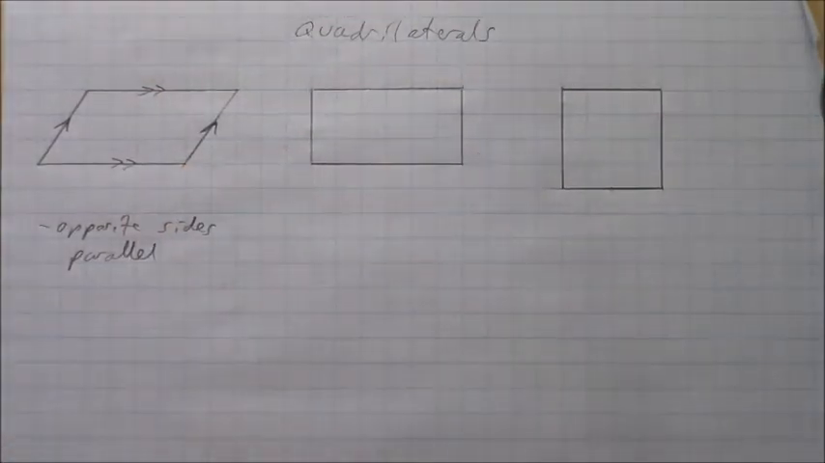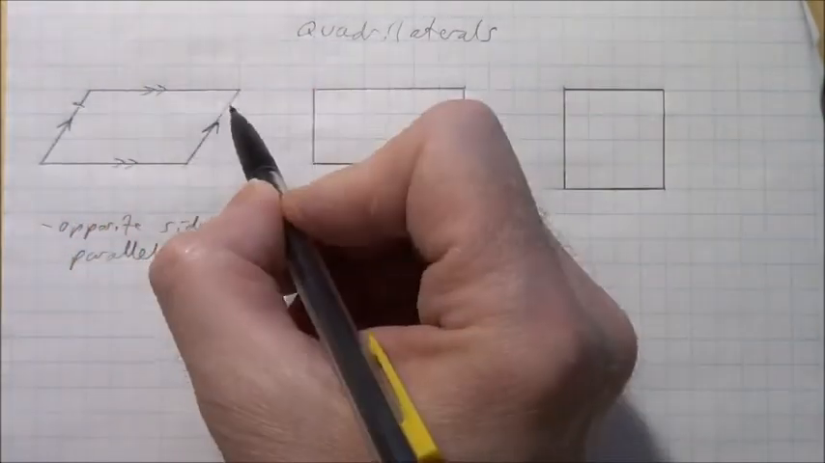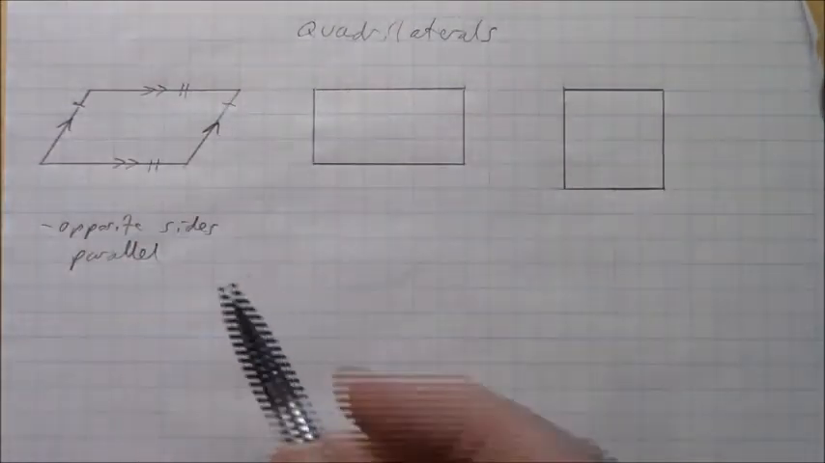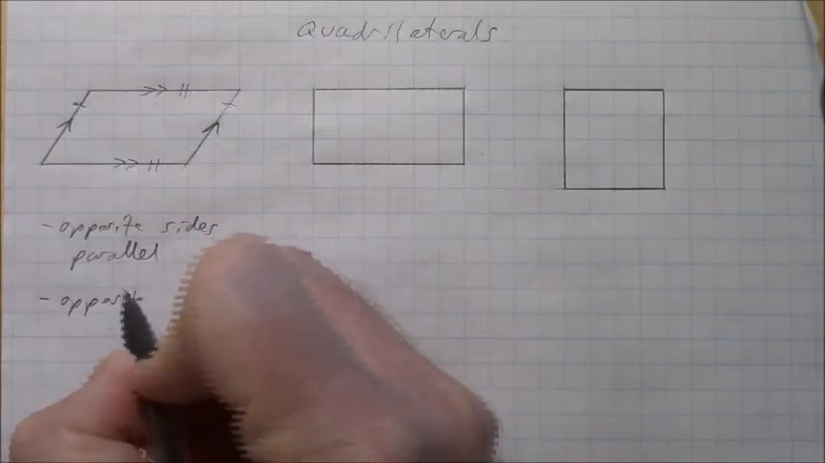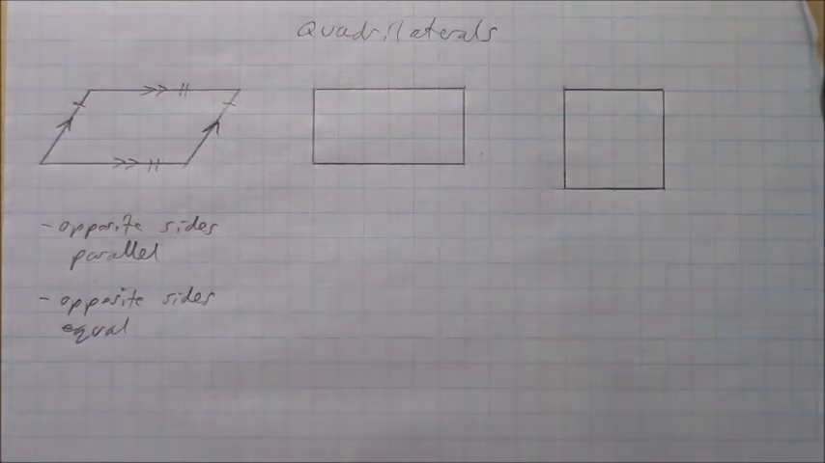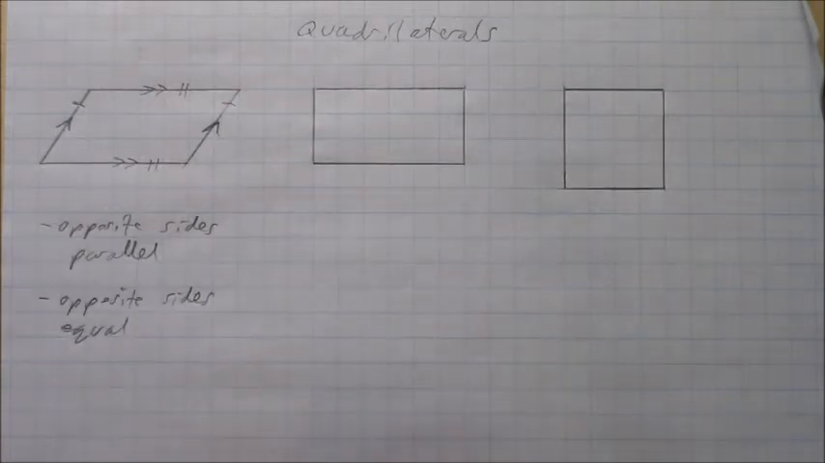The other thing we would note is that if I put these markings here, we also know that opposite sides are equal, so equal in length. That's basically all there is in terms of the sides. I know there are properties in terms of their diagonals, but I'll leave that alone for now. So that's basically all the properties of parallelograms.